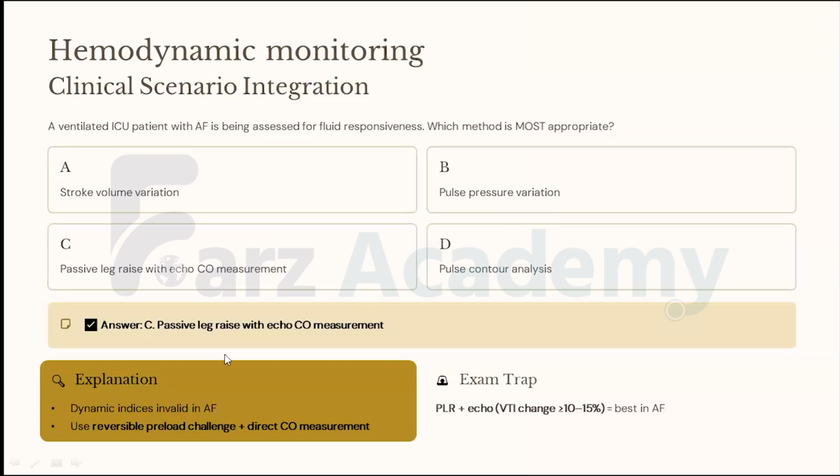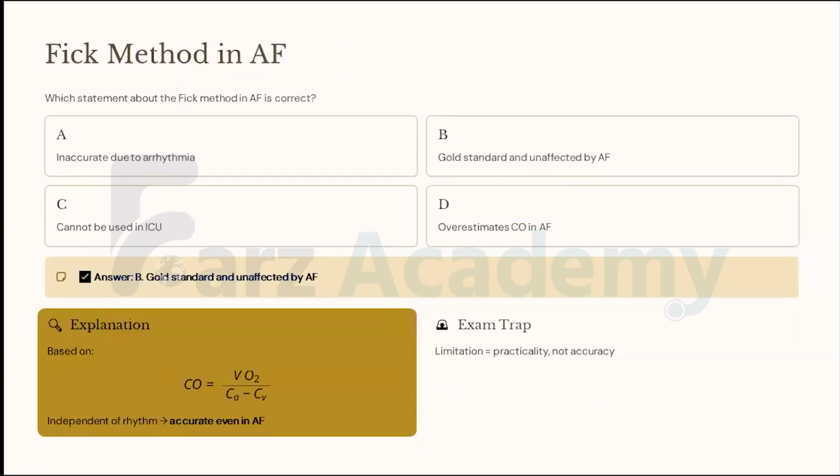What we always do at the bedside is echo-based assessment. You do a passive leg raise and check the VTI. More than 10 to 15% change, even with atrial fibrillation, makes the patient fluid responsive. Next question.